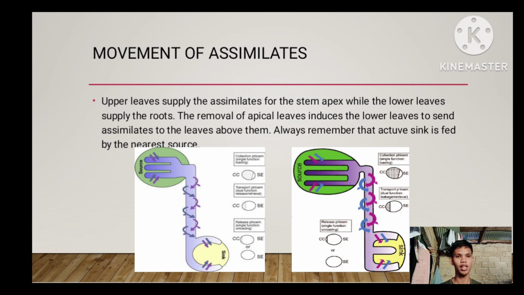Movement of assimilates. Upper leaves supply the assimilates for the stem apex while the lower leaves supply the roots. The removal of apical leaves induces the lower leaves to send assimilates to the leaves above them. Always remember that an active sink is fed by the nearest source.